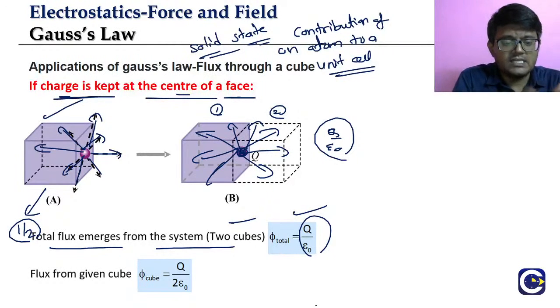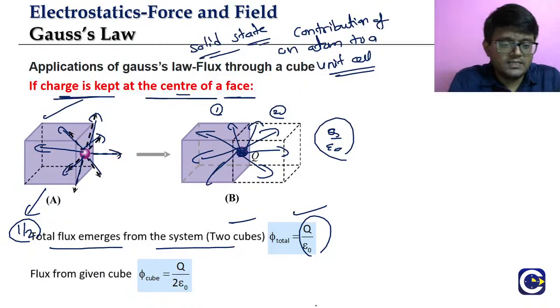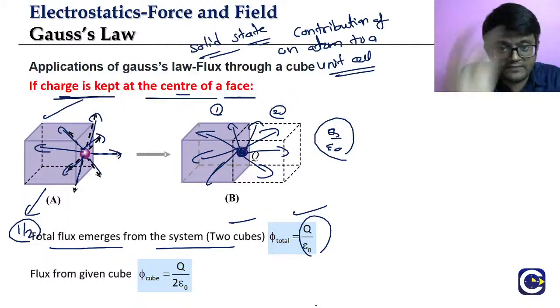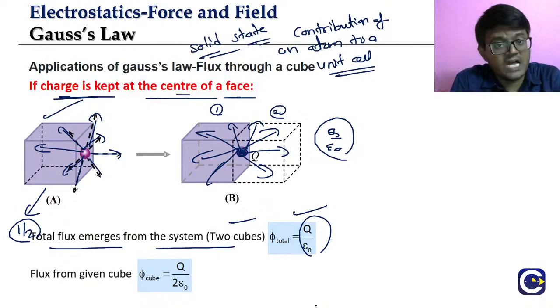Of the charge's field lines, some will go into that enclosed surface, and some will come out. So here we will not be able to use the Gauss law concept, because remember, for Gauss law we should have the charge fully inside that surface. So what have we done? We just put one more cube. This is how you will be analyzing in chemistry also. If it is at the face center, the cube on this side will get half of the charge, and the cube on that side will get half of the charge.